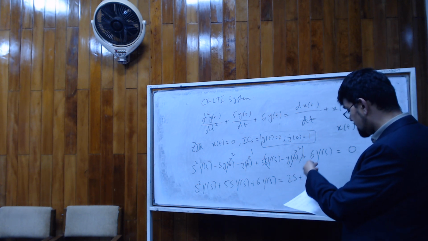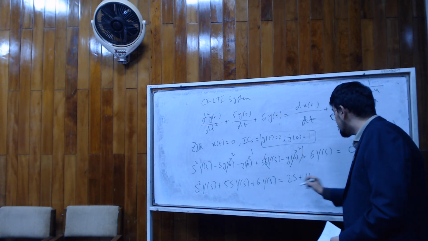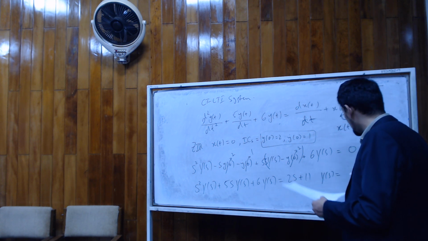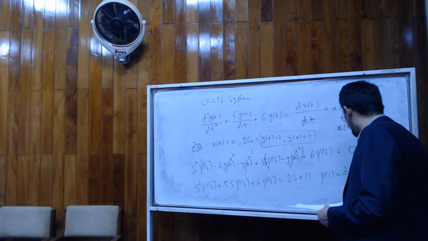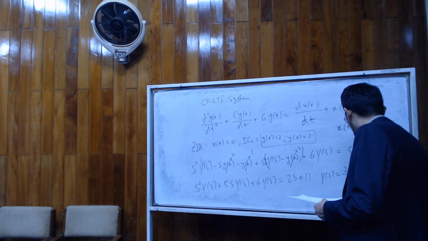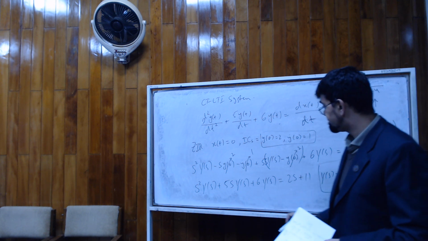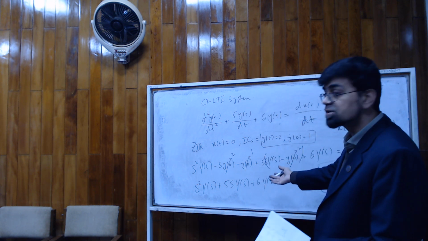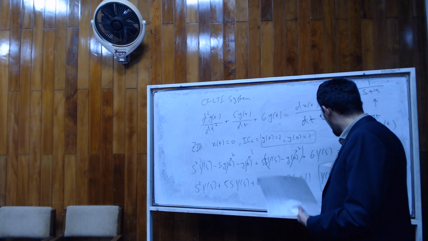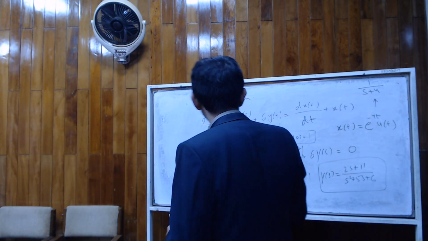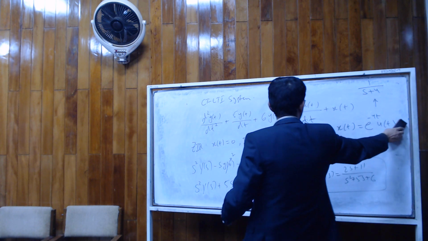Now what will happen with this? Again, you can rewrite this as ys equals 2s plus 11 divided by s square plus 5s plus 6. We can write it like this, right? Yes, sir. I just took ys common and sent everything else to the right. Now what will you do with this? Our favorite partial fraction expansion.